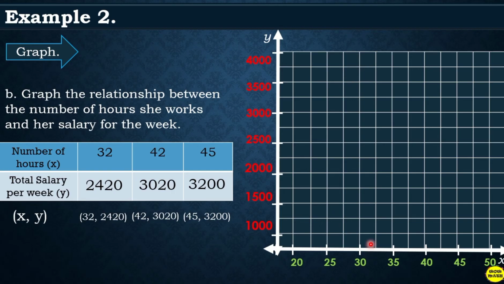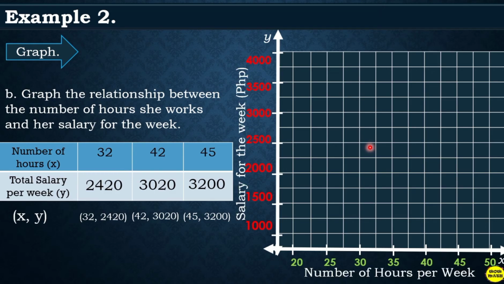And then our 2,420, if this is our 2,250, then 2,420 might be here. So this is our estimation, and possibly our point is here. By the way, the data here is the salary for the week in pesos, so this is his salary within one week. And then this is the number of hours per week, how many hours he worked in one week.